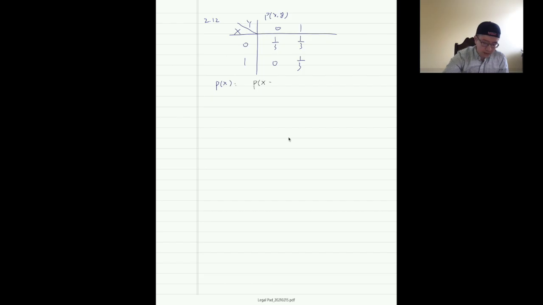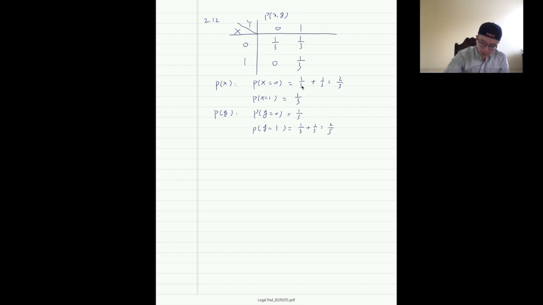So p(x=0): when x is 0, we have two cases here, so that is 1/3 plus 1/3, that is 2/3. And then p(x=1) is 1/3, because the sum of these two has to be 1. And for p(y), similarly, we can see p(y=0) is 1/3, and p(y=1) is 1/3 plus 1/3, which is 2/3. Okay, so those are easy.